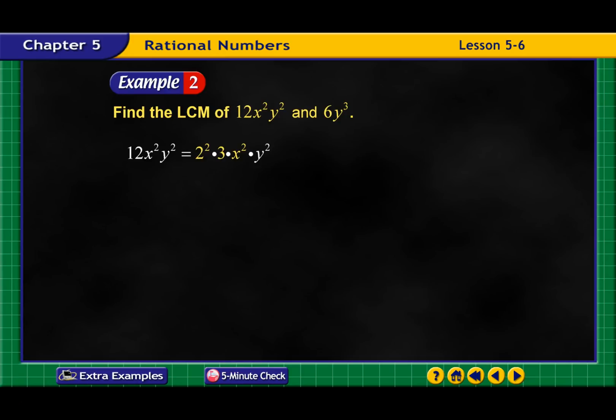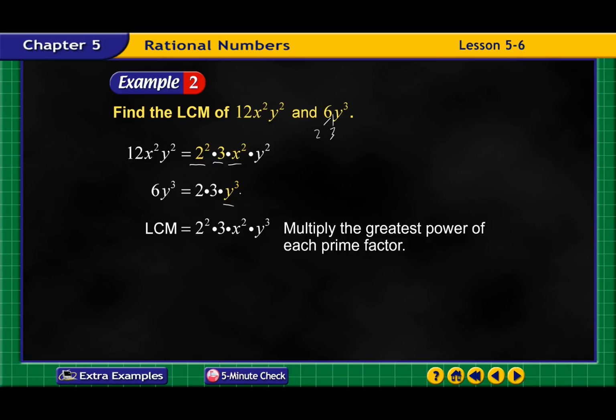Okay, so when we prime factor that out, I come out with 2 squared, 3x squared, and y squared. So for 6y, I'm going to prime factor this out to 2 and 3. So it'll be 2 times 3 and y cubed. So then I take the biggest of each one. It doesn't matter which one if they're the same: x squared, y to the 3rd. Put those in a line, multiply them out, put them together, and that comes out with my least common multiple.